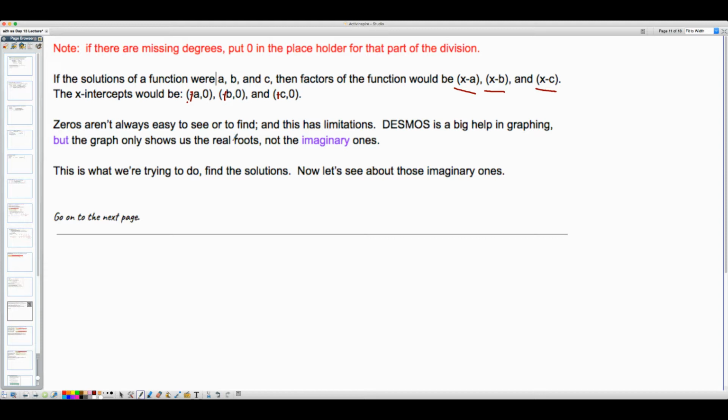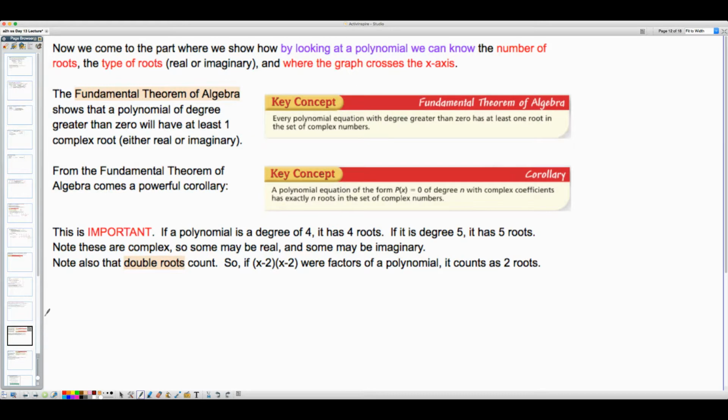Zeros aren't always easy to find. So this has limitations. Desmos is a big help, but Desmos won't help you with the imaginary roots. And with the imaginary ones, we want to find all the solutions. So we're going to go on. This is where we come to the part of looking at a polynomial to know the number of roots, the type of roots, and where the graph crosses the x-axis. These three things are what we're trying to get at.